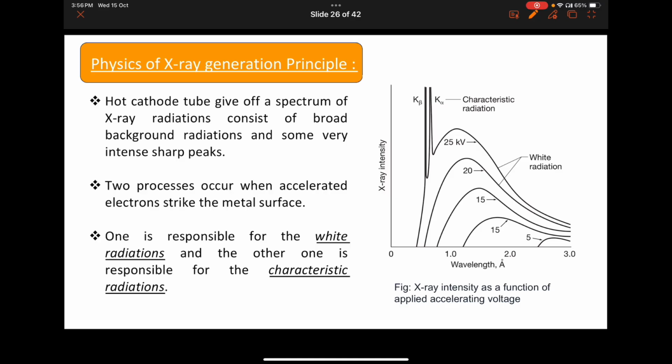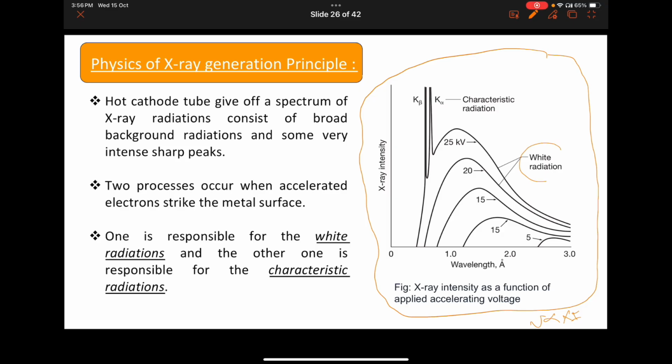Now this is the X-ray spectrum that we are studying, generated from the cathode ray tube, in which the X-ray intensities have been studied as a function of accelerating voltage. As you can see, the voltage is 15, 20, 25 kilovolt, and more than that. And as the voltage increases, the X-ray intensity increases. The whole spectrum of X-rays that we get from the cathode ray tubes consists of only two parts.